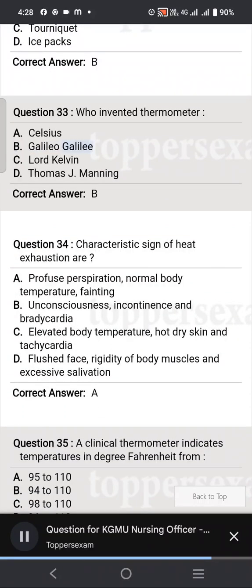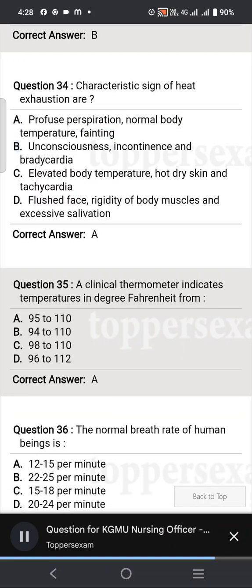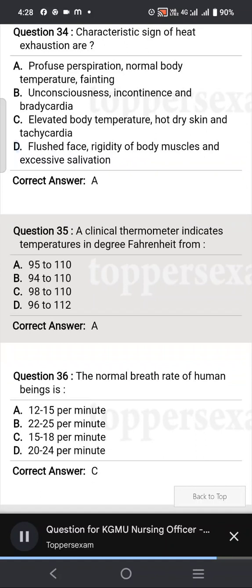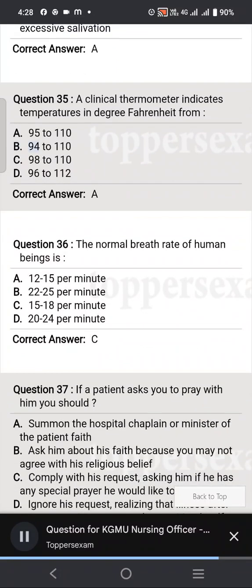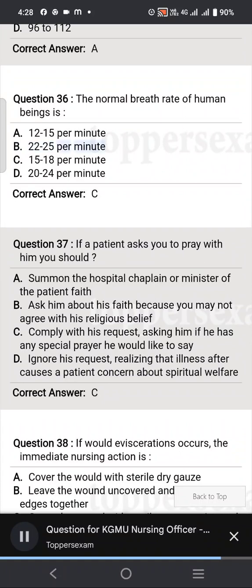B. Galileo Galilei. A. Profuse perspiration, normal body temperature, fainting. B. Unconsciousness, incontinence and bradycardia. D. Flushed face, rigidity of body muscles and excessive salivation. B. 94 to 110. B. 22 to 25 per minute.